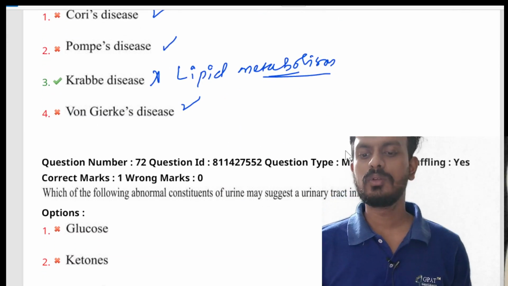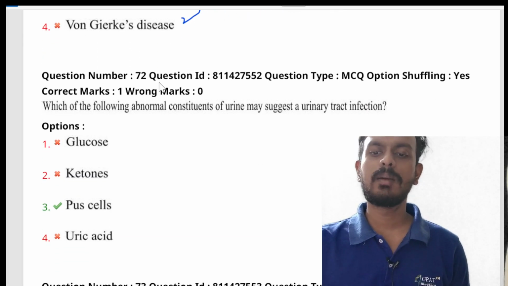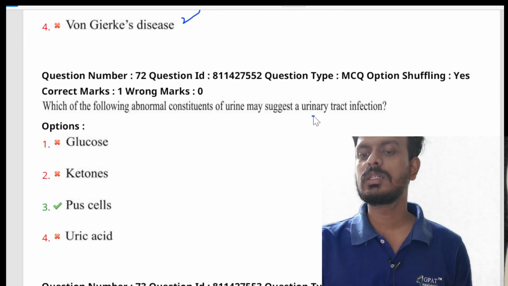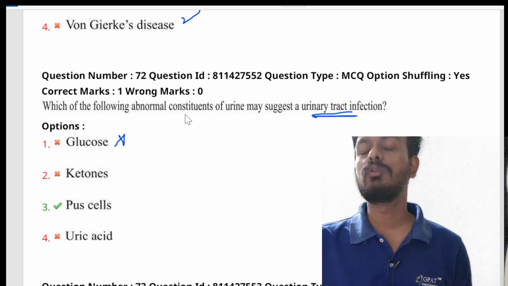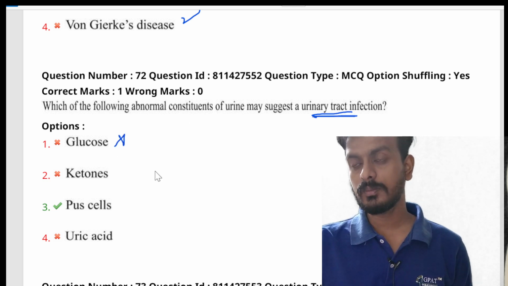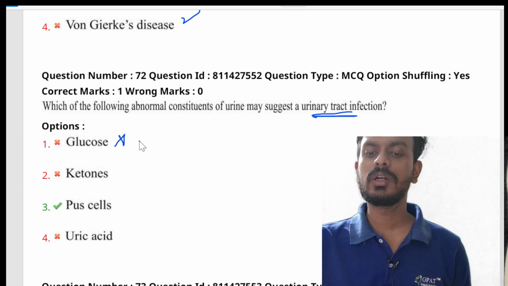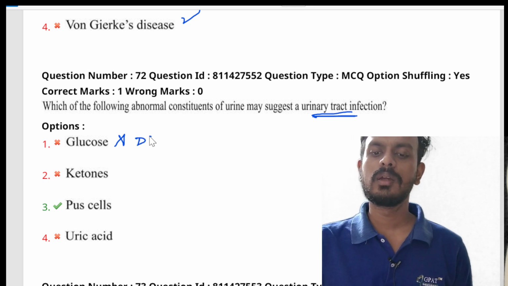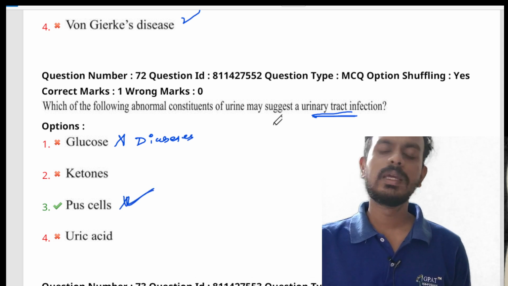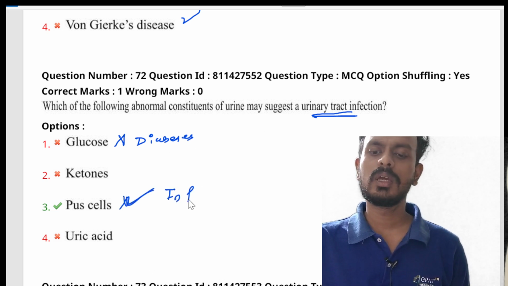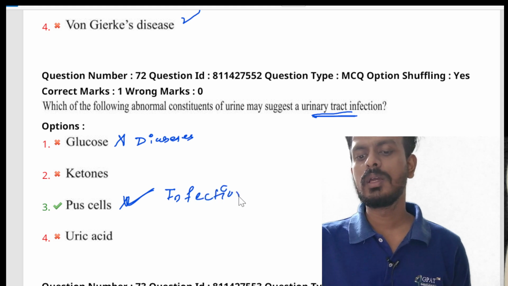Okay, so moving to the next question, which of the following abnormal constituents of urine may suggest UTI? Urinary glucose? No. Glucose in urine basically indicates what condition? Diabetes. Okay, it is indicating diabetes. Ketone bodies, no. Pus cell. So pus cell is basically indicating infection. Okay, pus cell is a marker for infection.